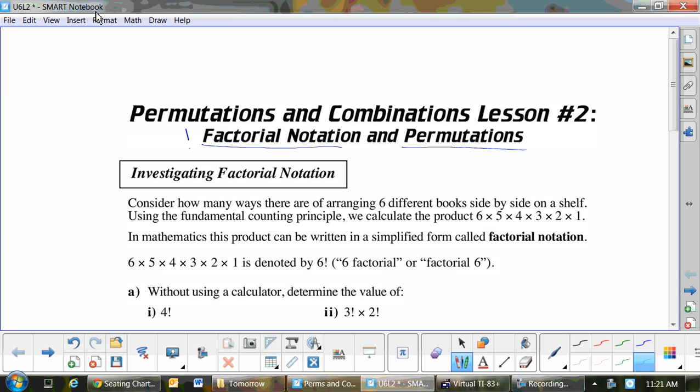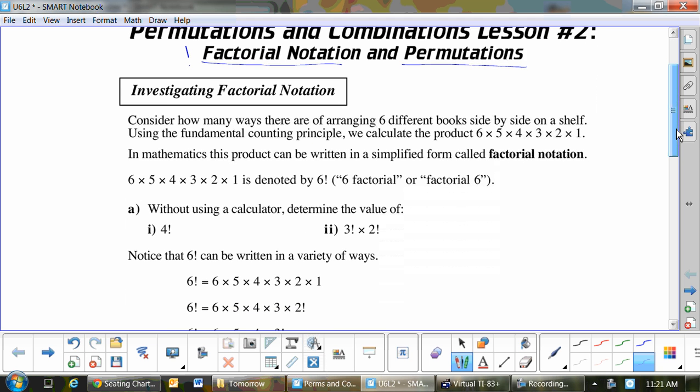Factorial notation. We're going to use factorial notation for permutations, but we're also going to see the limitations of our calculator on this, and how we have to understand what factorials are to be able to work with them. Now, 6 factorial, like I said, is just whatever that number is and everything less than it till 1.